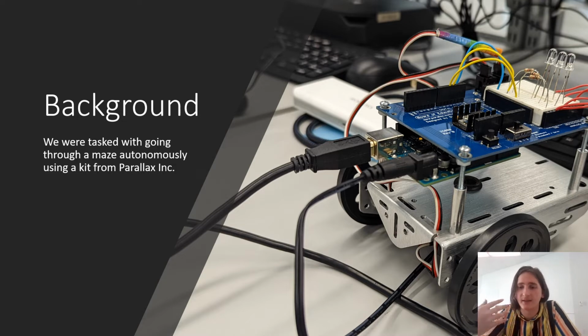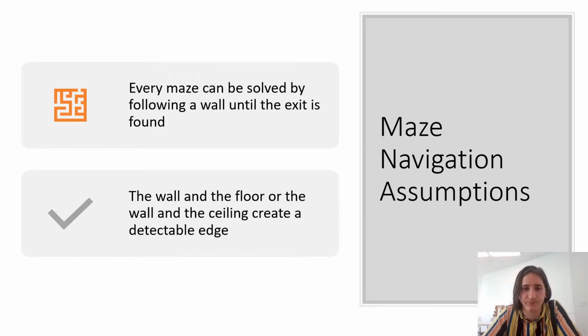We were all tasked in the class to go through a maze autonomously using the same base kit from Parallax Incorporated, which you can see pictured here on the left or right. It comes with an Arduino shell, a Raspberry Pi, of course Raspberry OS, the two servos you see as the wheels, and a second wheel that is not shown here, but it's a sphere and not powered.